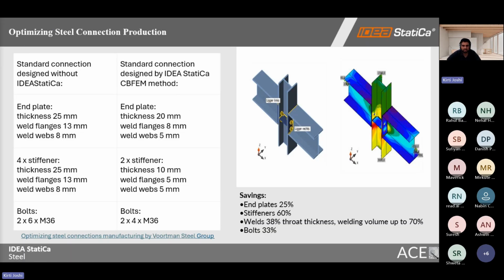I just wanted to highlight this example to show how connection optimization can directly impact cost and fabrication when using IDEA StatiCa. For more detail, you can read all the articles published on the IDEA StatiCa website.